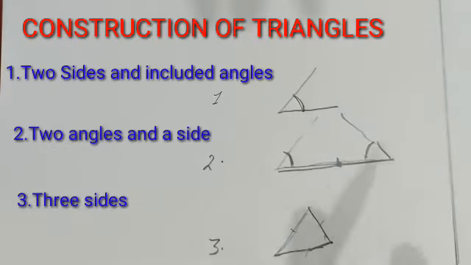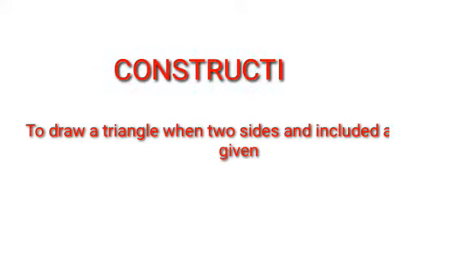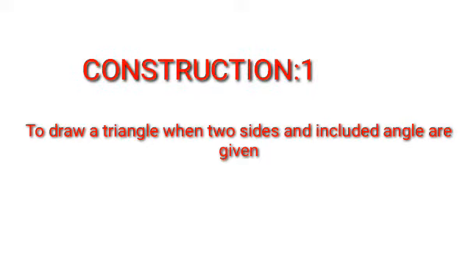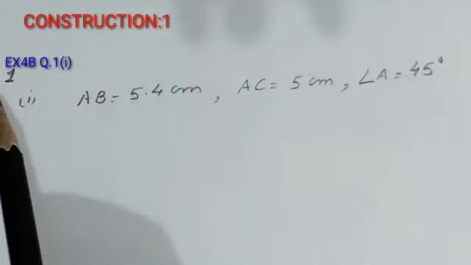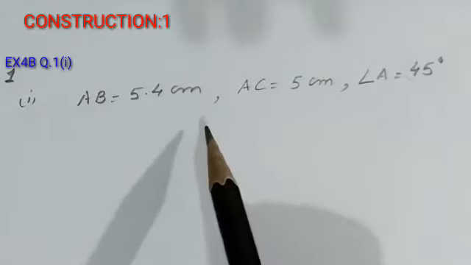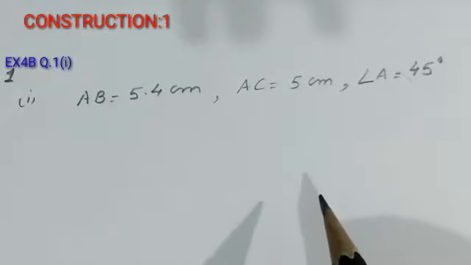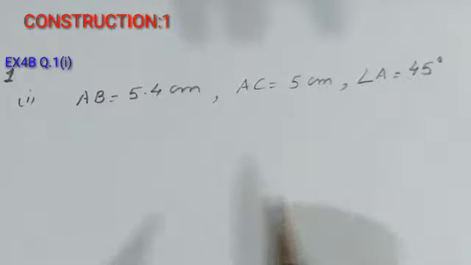And to make you clear the construction work, children, I'll go with the exercise 4B sums. So let's move on construction 1, when you are given 2 sides and including angle. To make you clear, I'll take first question, first part of exercise 4B. Students, whenever you start the construction, rough figure is must. So draw the rough figure. From there you will get the step of construction.